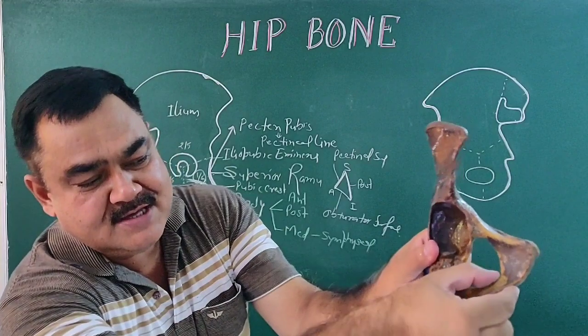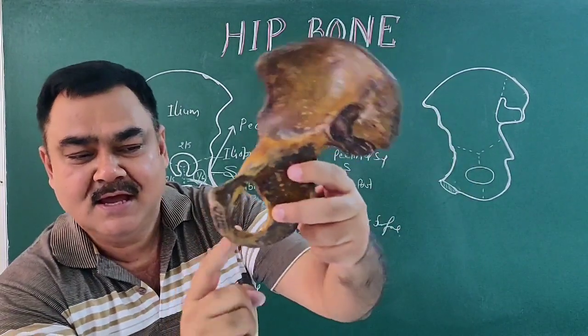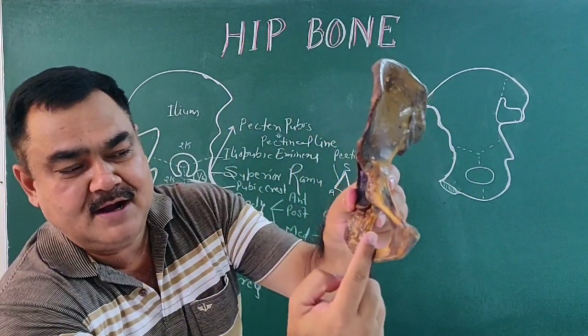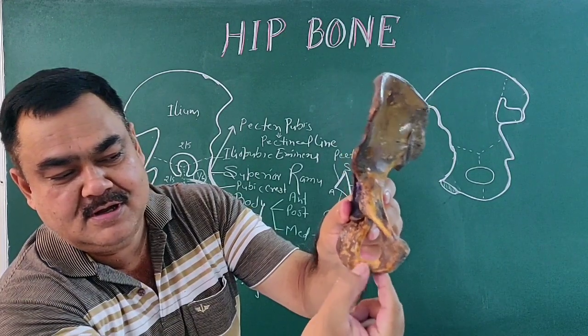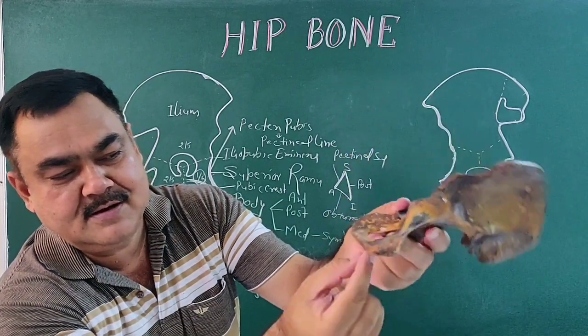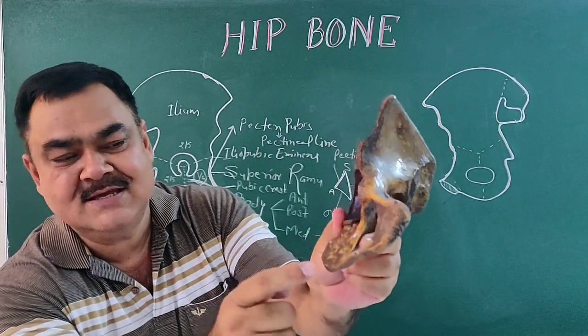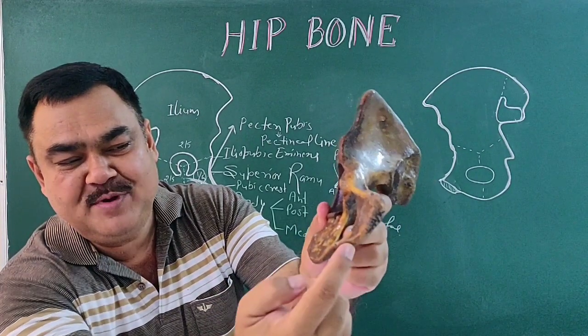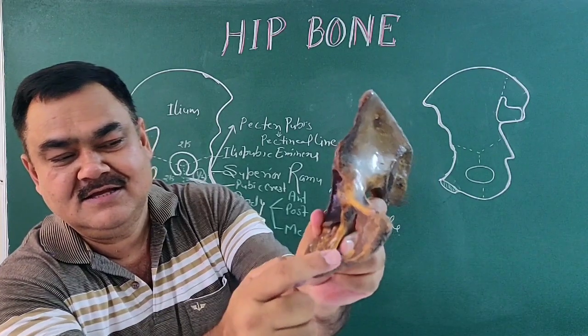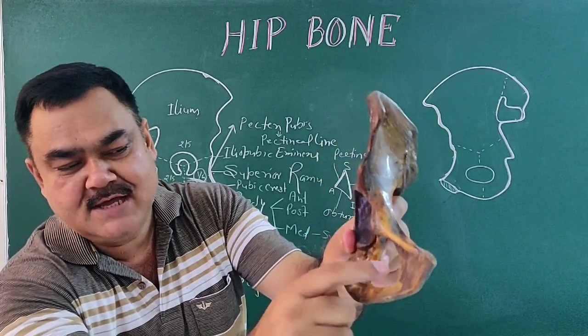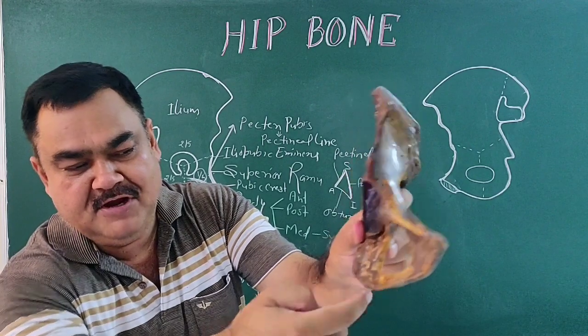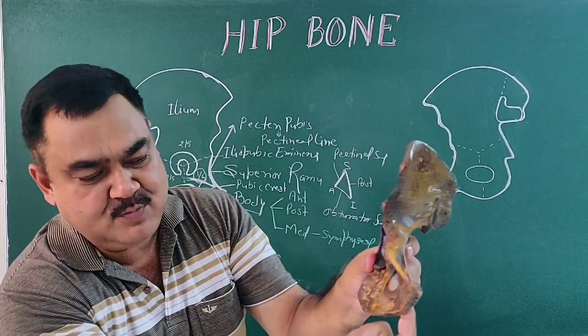This is the inferior ramus, this part up to here. Here is a tubercle line. Here you can see the joining point of the two rami. This is the ischial ramus, and this is the pubic inferior ramus. This area has a superior border, inferior border, anterior surface, and posterior surface.